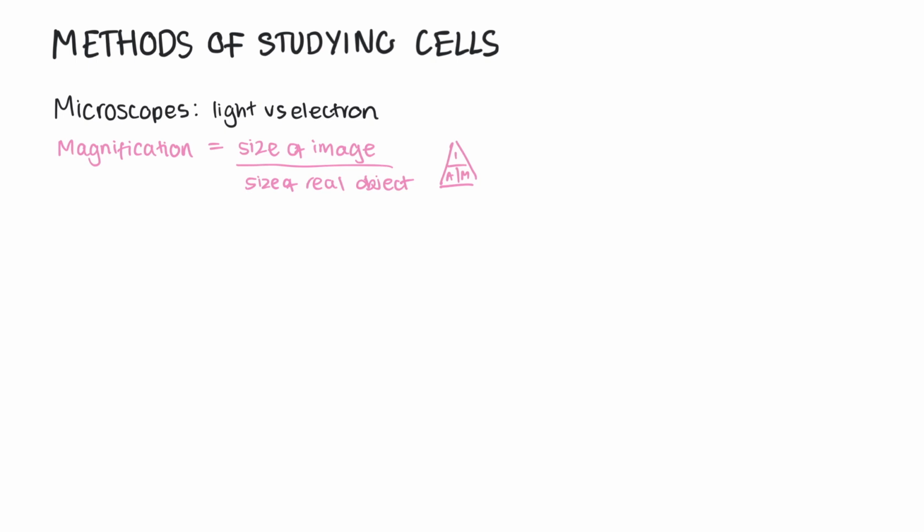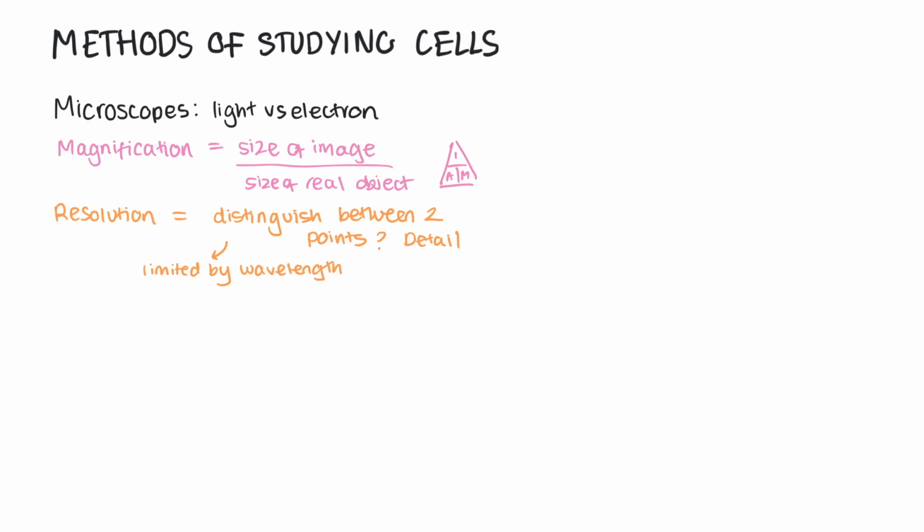So resolution is different. Resolution of a microscope is just the minimum distance that two objects have to be apart, basically to be distinguished as separate. So it shows the level of detail. And often the thing that limits this is the wavelength of radiation used. So for example, light has a longer wavelength than electrons, so it creates a lower resolution. We're going to go through both types of microscopes, briefly mention how they work, but most importantly we'll look at their advantages and limitations.